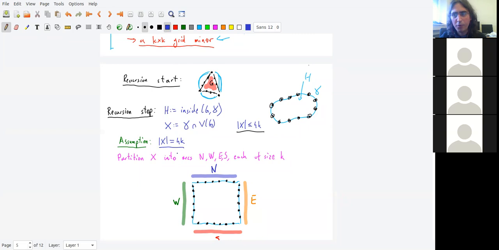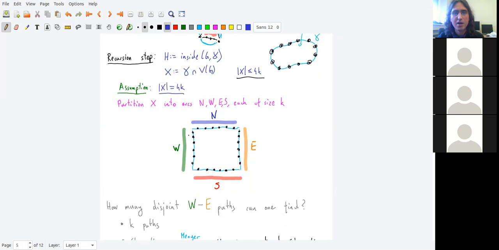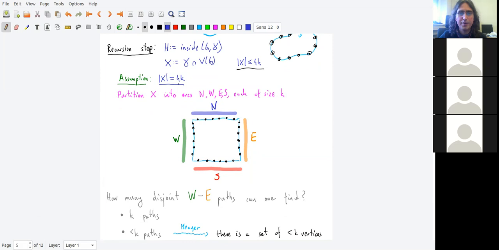We will later fix this in the sense that we will reduce the general case to the case where the boundary is of size exactly 4k. So for now, think that there is an intuition that this is the general case in a sense, that the boundary is the largest possible. Good. So now comes the main trick of the proof. If the boundary is of size exactly 4k, I can partition the boundary into four arcs. I will call them north, south, east, west. Each of them is of size k.